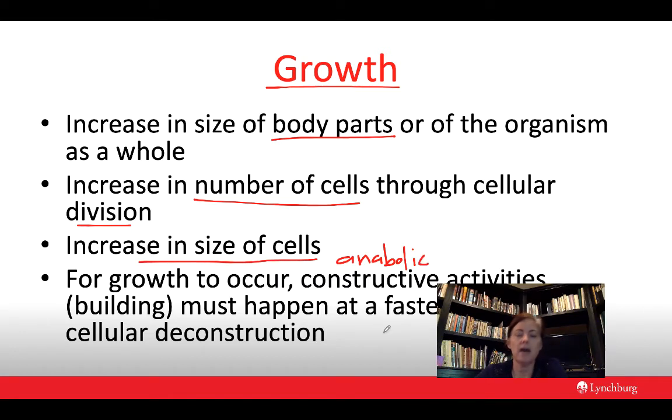Anabolic activities have to happen at a faster rate than we're deconstructing our cells or breaking them down. So cellular deconstruction would also be catabolic. Basically, what this means is that we're constantly building up and breaking down. That happens normally throughout our body. But in order for growth to occur, we have to have the building up activity happen at a greater rate than our breaking down activity.